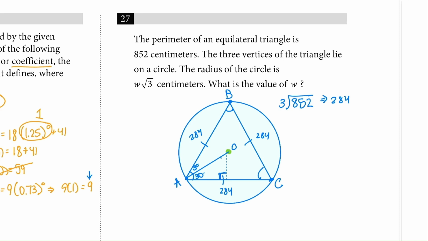Now, that would be a 90. That would make this a 60. And we know that it's actually going to come down from the center of our circle all the way down. It's going to cut this exactly in half. So this side over here is going to be 142. And that is going to be across from our 60-degree mark.